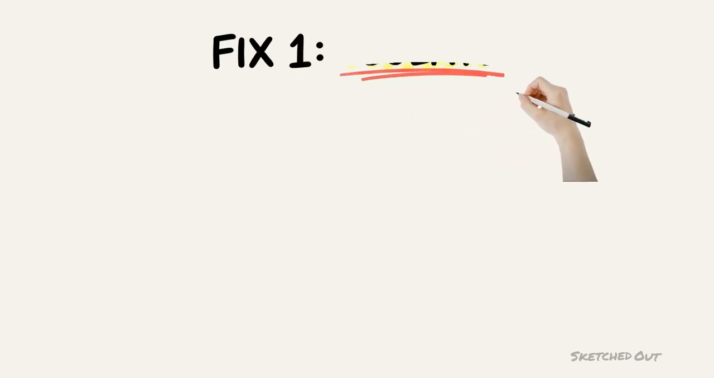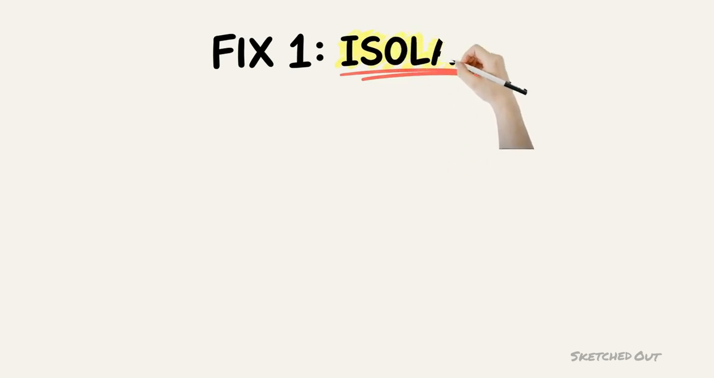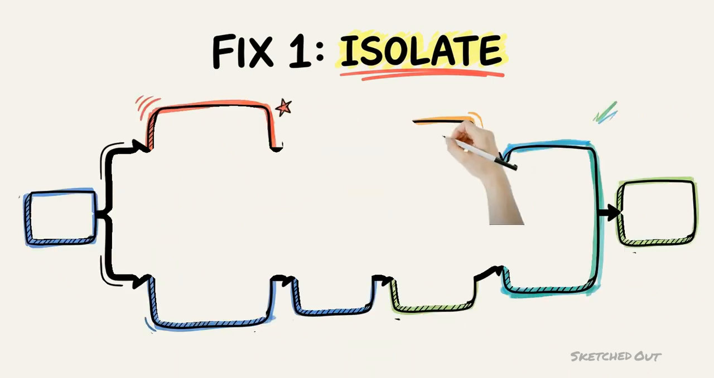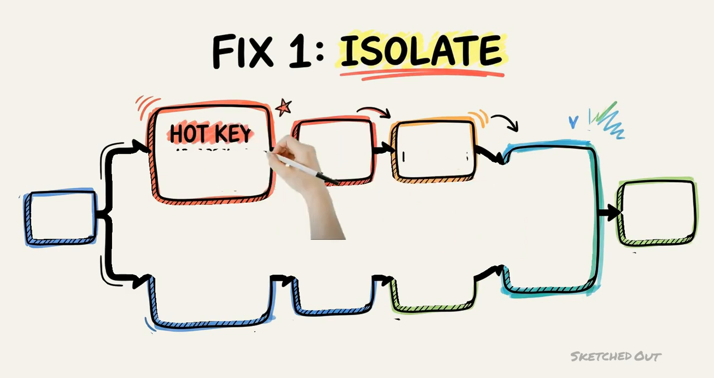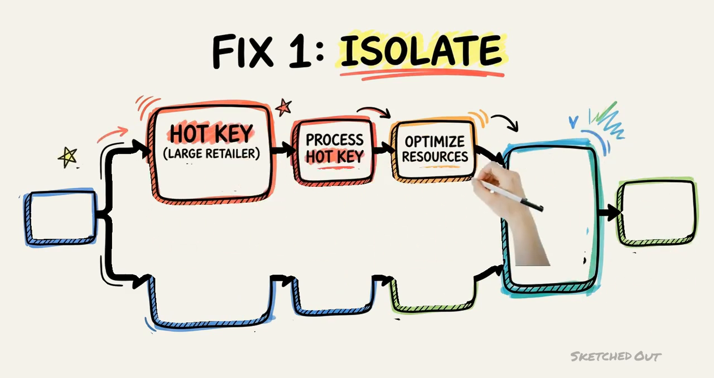There are 4, and they are not interchangeable. Which one applies depends on what kind of skew you have and what the job is doing. Fix 1. Filter or isolate the hotkey. If the hotkey is something you can identify and handle separately, split the job.